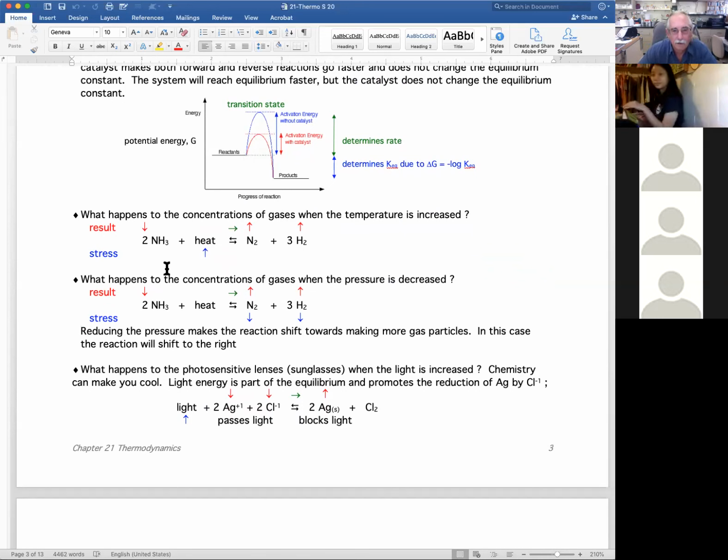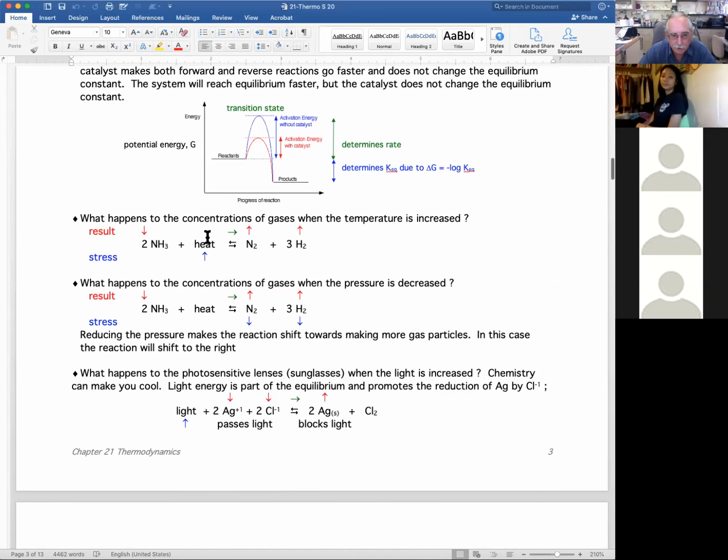So here I reverse this. I reverse the reaction a little bit. What happens to the concentrations of gases when the temperature is increased? That's the stress. I increase the temperature. That's one of the reactants, so I'm going to push the reaction that way. Once I decide the direction of that arrow, everything else just follows along. So everything over here will go up. This will go down because we're moving everything in that direction.